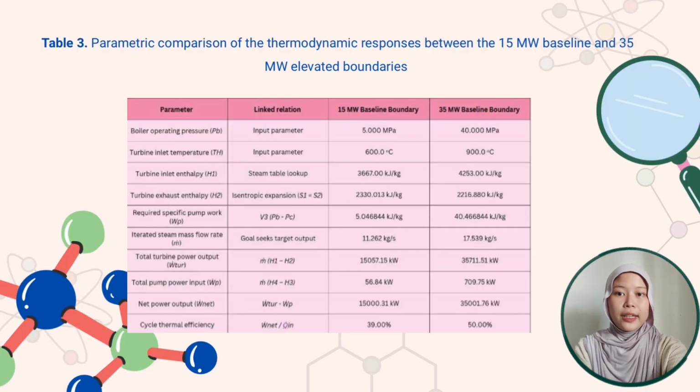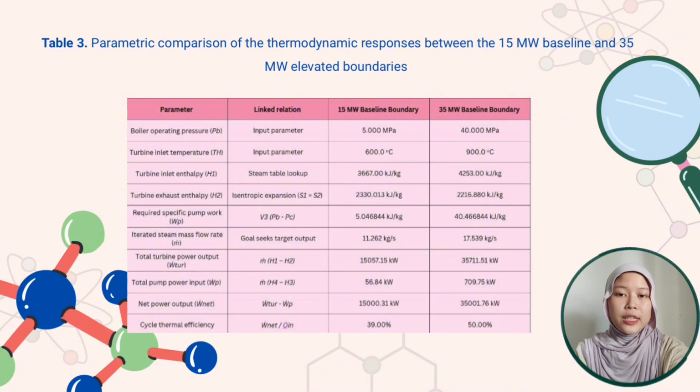Next, Table 3 compares the thermodynamic performance of the baseline 50 megawatt system and the scaled-up 35 megawatt system. To increase the power output, the boiler pressure was increased from 5 megapascals to 40 megapascals, while the turbine inlet temperature was increased from 600 degrees Celsius to 900 degrees Celsius. As a result, the turbine was able to extract significantly more energy from the steam, increasing the net power output from approximately 50 megawatts to 35 megawatts.